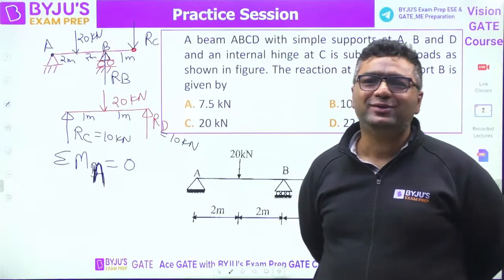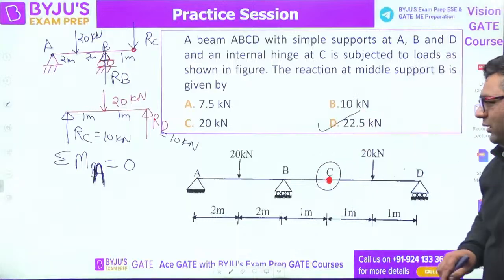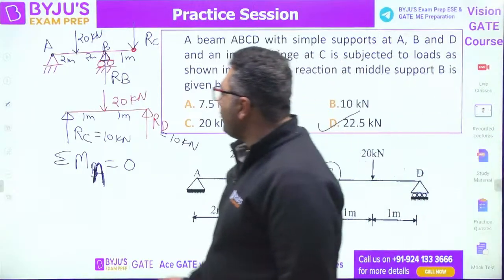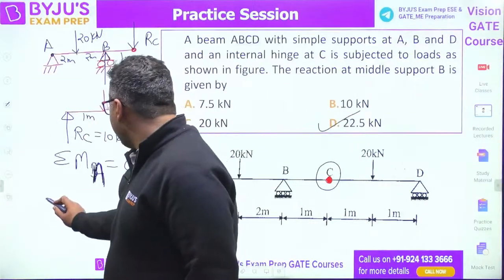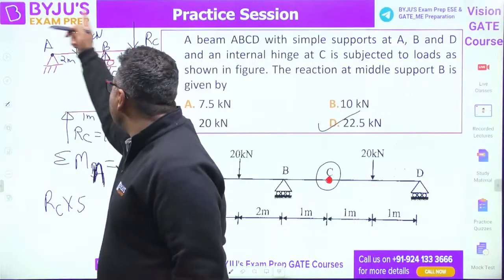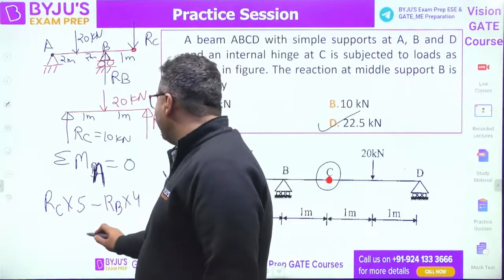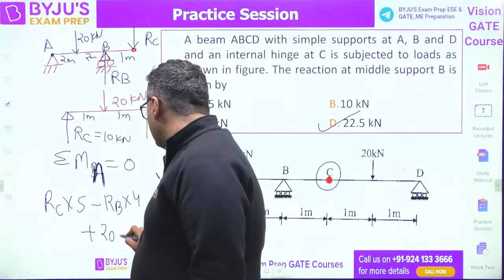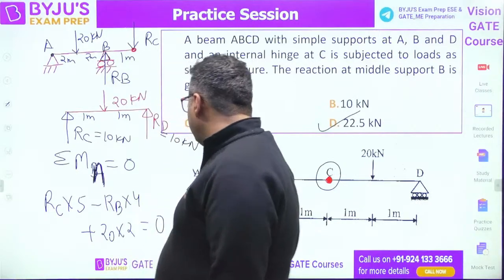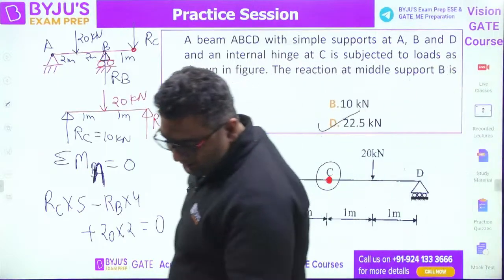Wonderful. Sham Sundar, Jai Gandhi, TPM, everybody have given the answer as correct only. So when you will be going for summation moment about A, you would be having RC into 5, this is in clockwise, then minus RB into 4, then plus 20 into 2 equals to 0 will give you RB value. So yes, answer is done. Question is done. Very good.